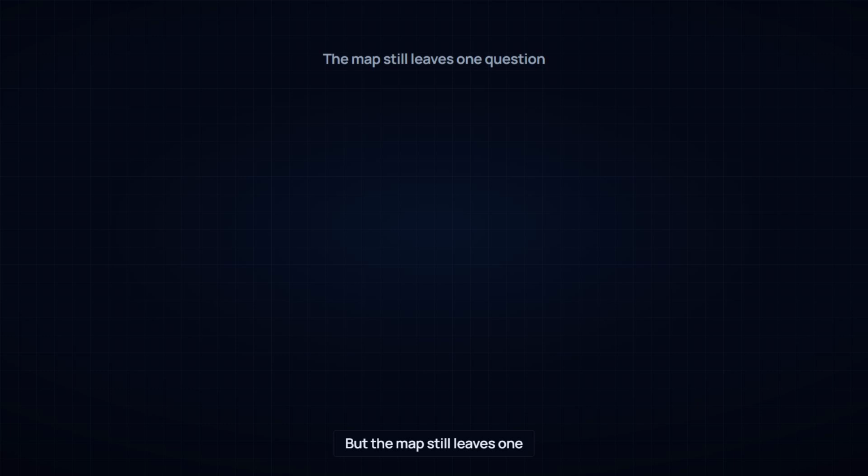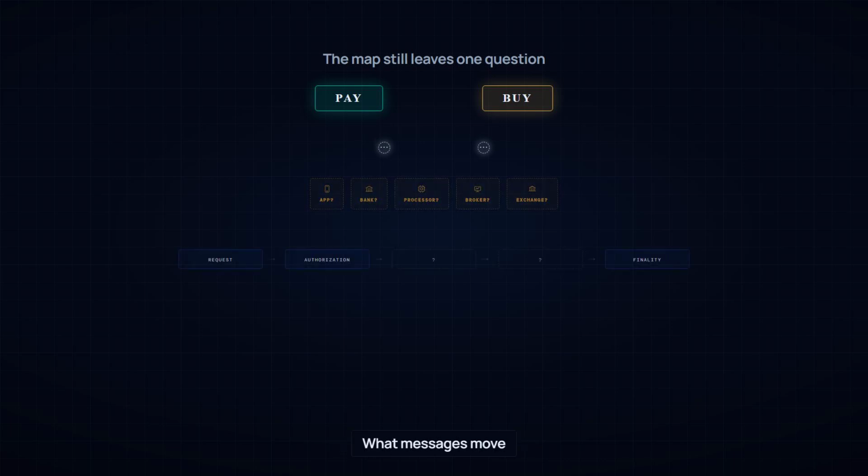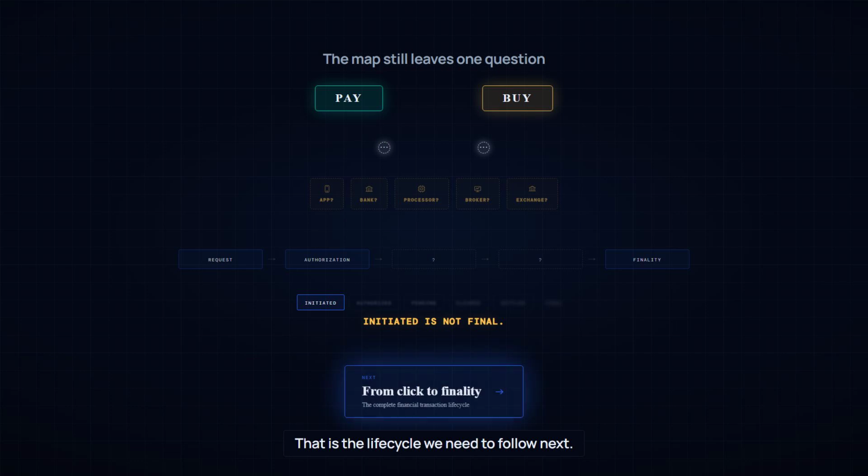But the map still leaves one practical question. When you click Pay or click Buy, which system receives the instruction first? What messages move next? And when does the transaction finally become irreversible? That is the life cycle we need to follow next.